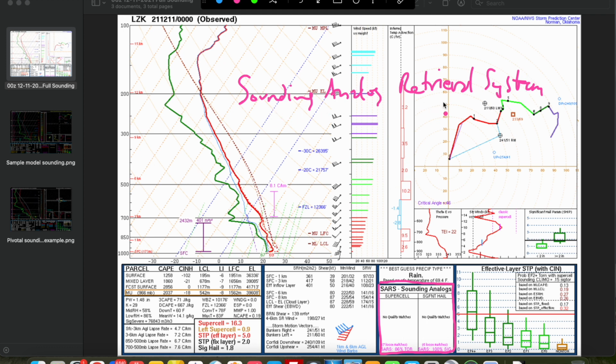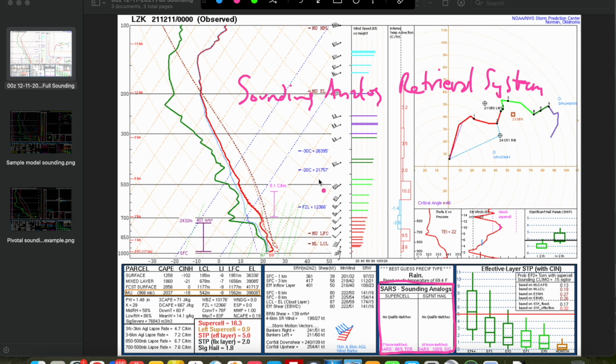Basically, the Sounding Analog Retrieval System is a database of a bunch of historical soundings in proximity to severe hail, supercell, and tornado events. And what the SARS system tries to do is take the environment in a given sounding and match it with previous historical environments that may have produced severe hail, supercells, or tornadic supercells.